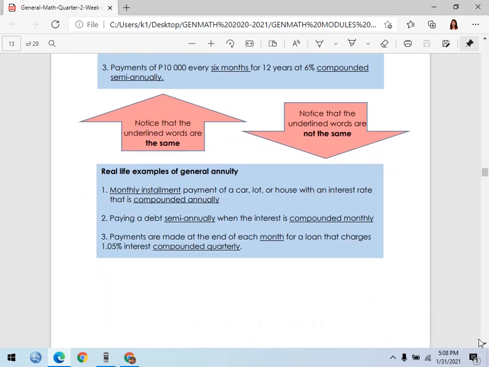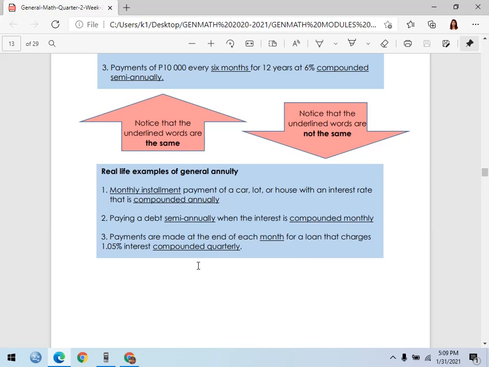How about for general annuity? Example number 1, monthly installment payment of a car, lot, or house with an interest rate that is compounded annually. So as you can see, monthly yung pagbabayad, pero compounded annually yung sa interest. So since magkaiba sila, installment niya is 12 times a year, pero yung interest is once a year. Therefore, this is a general annuity.